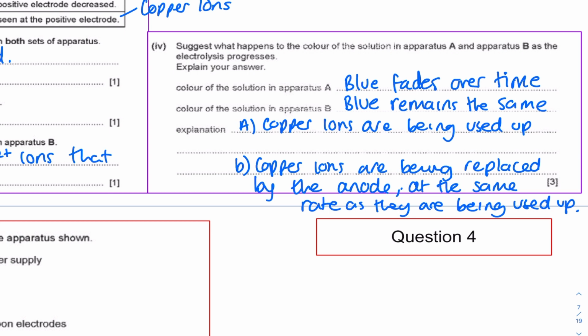Okay, that's the end of question 3. On to question 4, I guess.